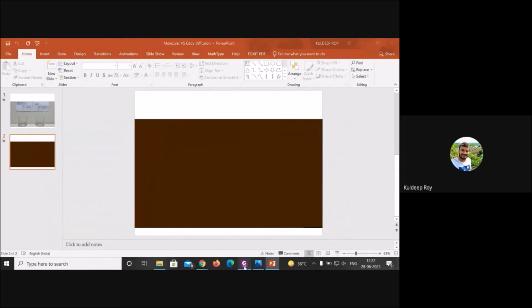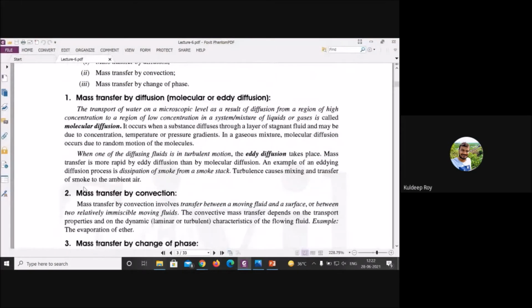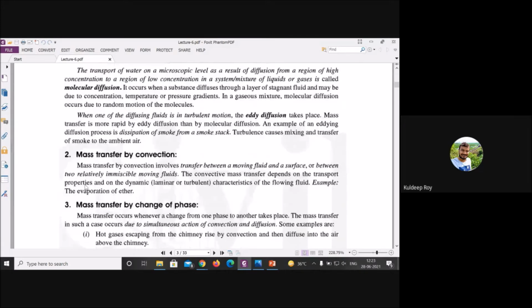PPT. Don't worry. So we have seen two types of diffusion. One is molecular diffusion, due to the actual migration of the molecule which happens. Eddy diffusion means you are applying some kind of external source of energy. Okay. Now we will see mass transfer by convection.